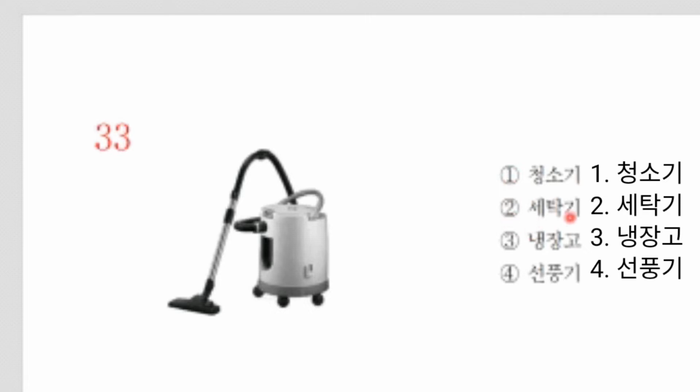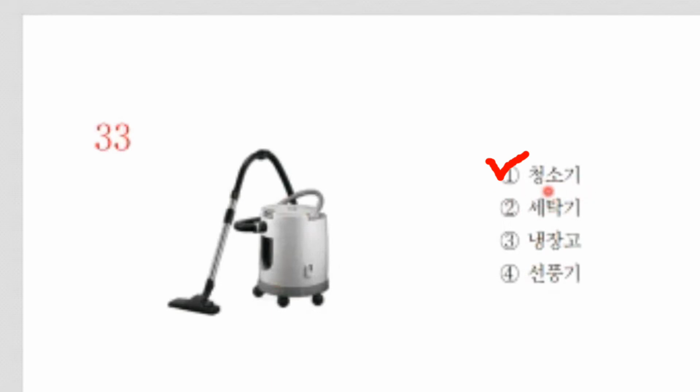Okay, 청소기. So number 2 is what? Sitaki is washing machine. And then number 3 is 냉장고. 냉장고 is refrigerator. Okay, and number 4 is 선풍기. 선풍기 is electric fan. So dapat familiarize nyo rin itong mga words na ito kasi hindi natin alam na lalabas din sila itong mga words na nandito. Okay, so the answer for number 33 is 청소기, vacuum cleaner.